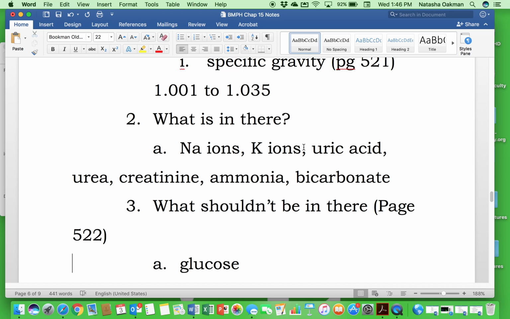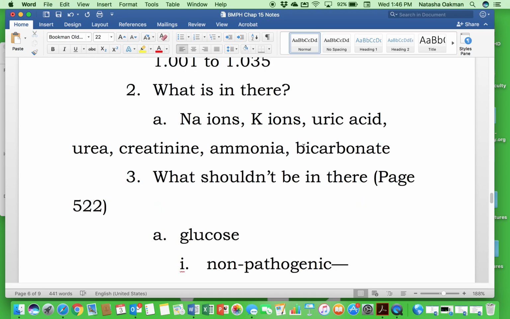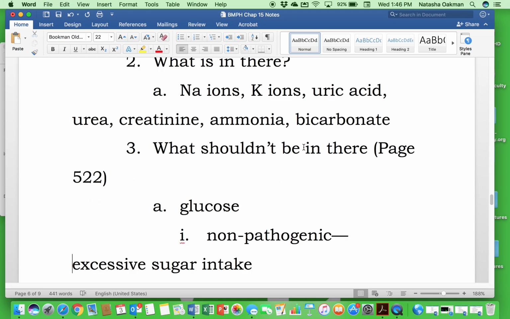With glucose, non-pathogenic, maybe you just ate a bunch of sugar. Usually the kidneys will reabsorb that sugar back into the blood. We want to conserve that glucose. We like having glucose because our cells need it for energy.